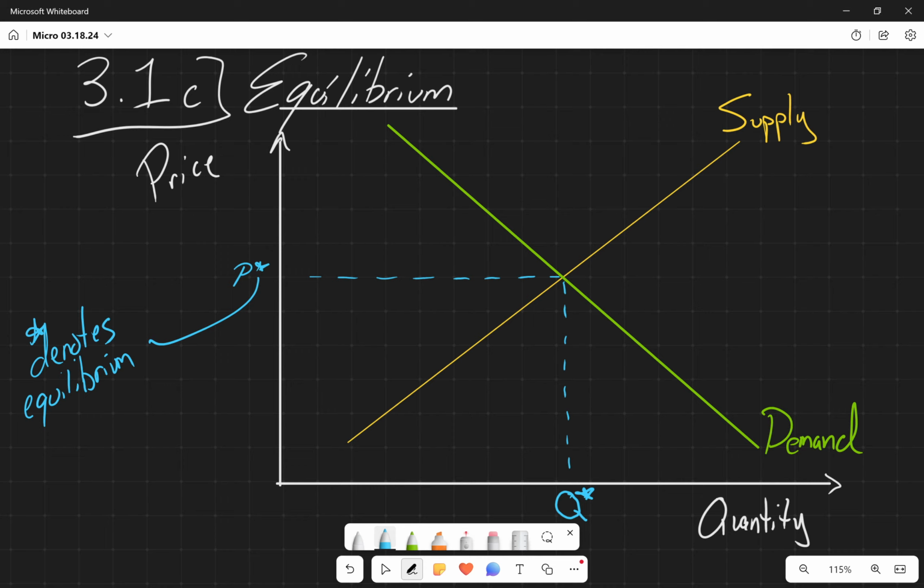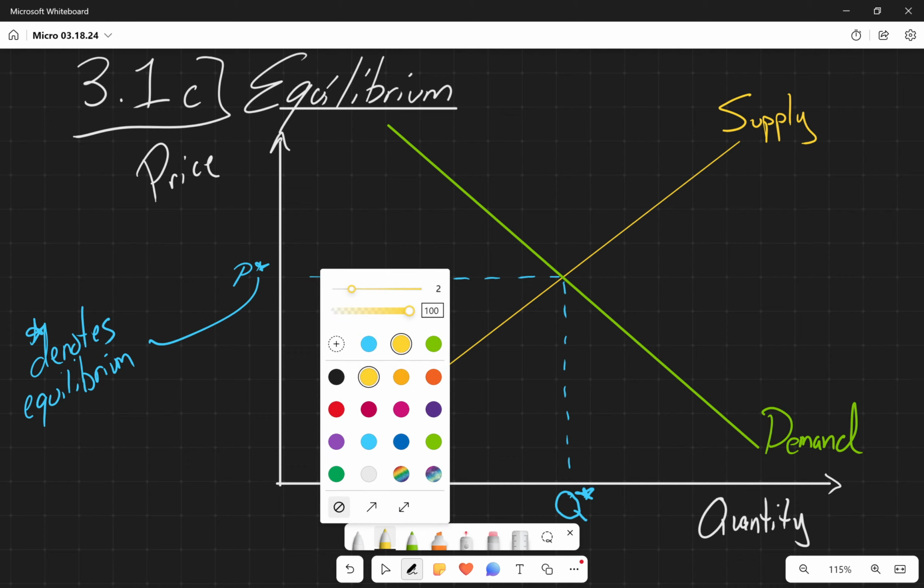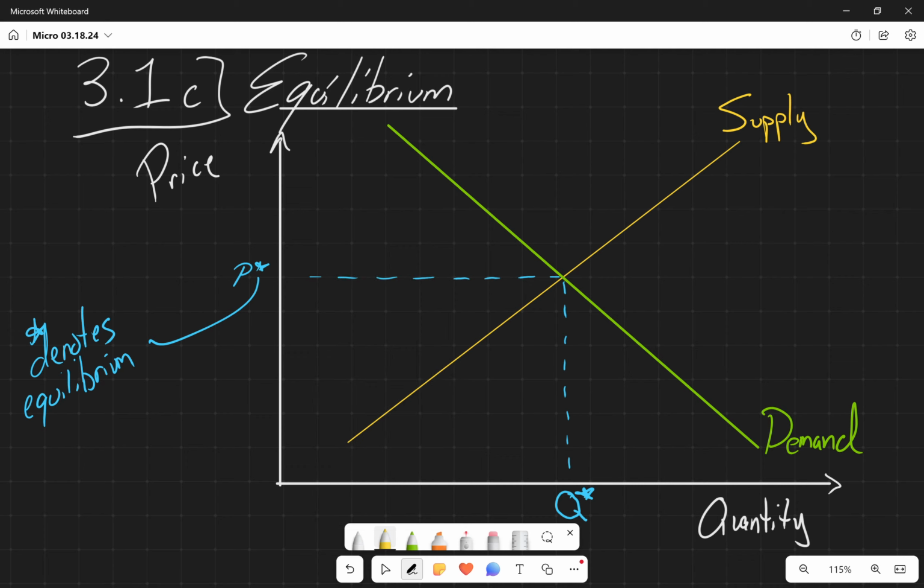So what is so special about this point? This is the point where everything that is supplied, so this is the price, where if we take a look at what the quantity supplied is at that price, it is exactly equal to, again, looking at that price and reflecting it off of the demand curve, the quantity demanded.